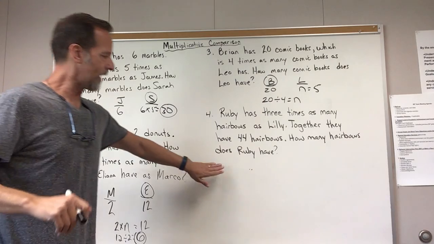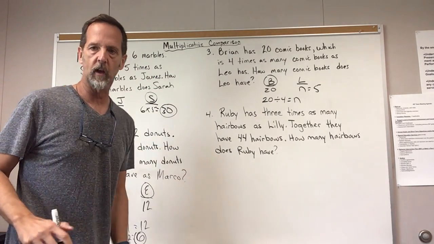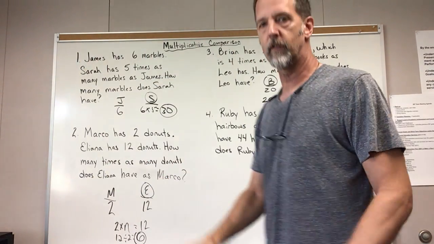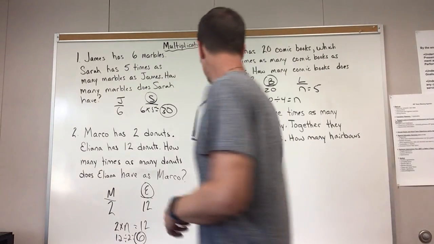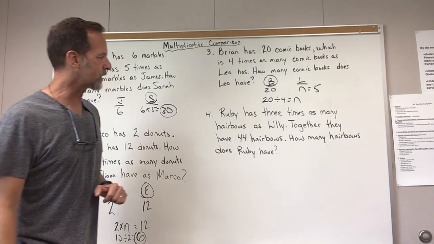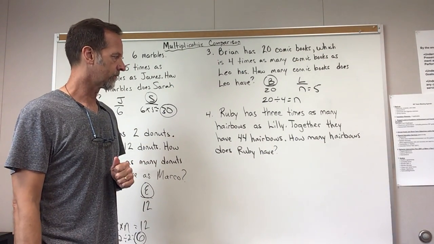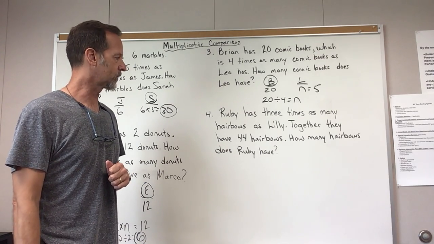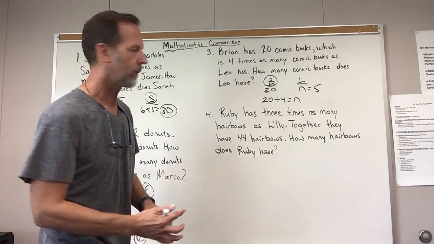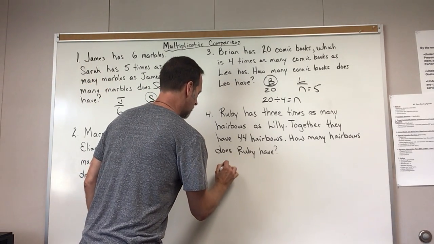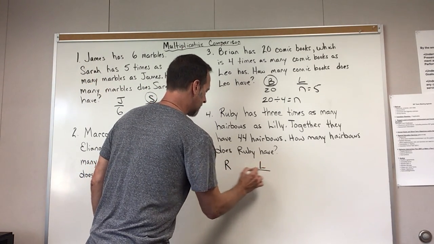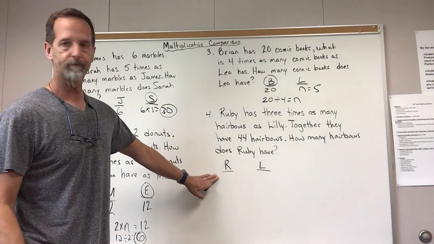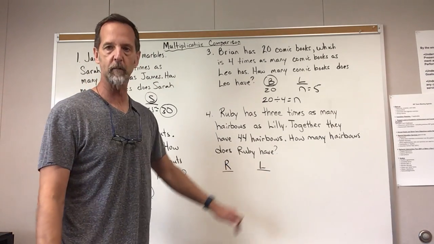Okay? And every once in a while, you get a problem like this one coming up where you're not going to know either of the numbers. Let's take a look at this one. Ruby has 3 times as many hair bows as Lily. Together, they have 44 hair bows. How many hair bows does Ruby have? Let's label. Okay? Ruby and Lily. Do I know Ruby's amount? Nope. Do I know Lily's amount?